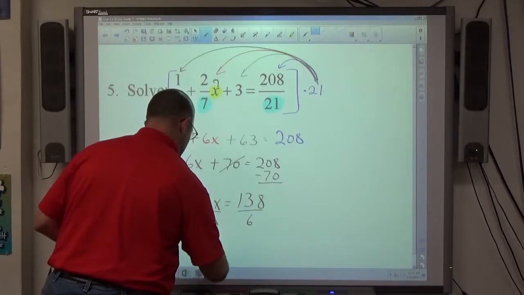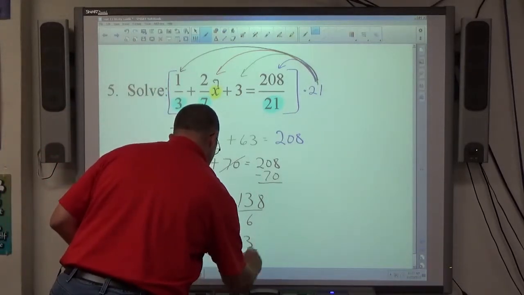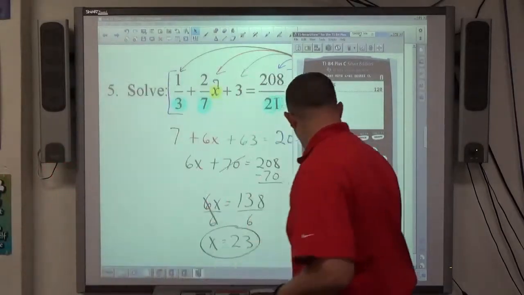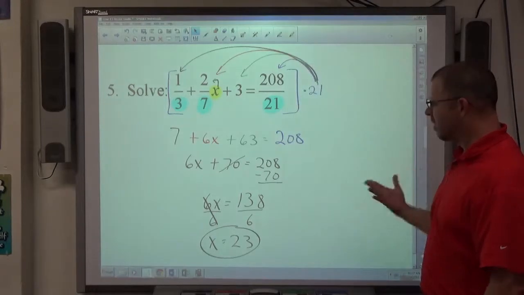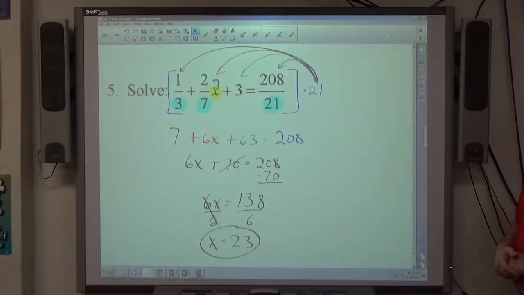138 divided by 6 is 23. If you didn't know that, then again, just use a calculator, type in 138 divided by 6 equals, it'll tell you what the answer is. If it comes out to a fraction, reduce it to the lowest terms. In this case, it came out to a whole number, so I'd rather have the whole number answer.